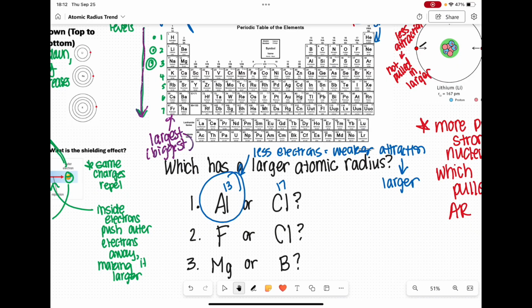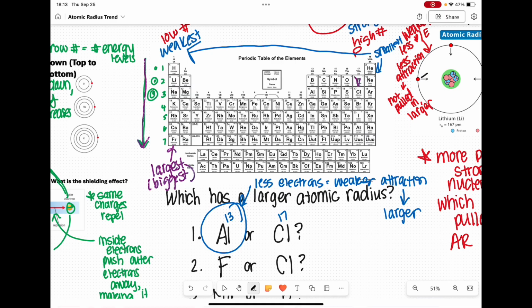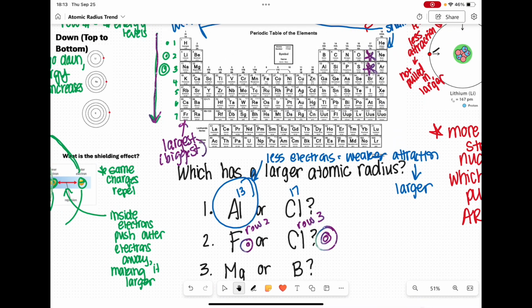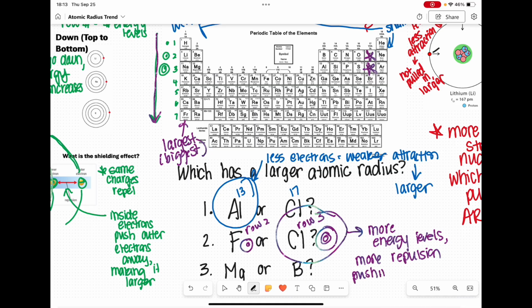So we're going to try figuring out which is larger, fluorine or chlorine. So fluorine is right here, chlorine is right there. So fluorine is in row 2, chlorine is in row 3, which means fluorine has 2 energy levels, chlorine has 3 around the center. So just based off of that alone, we know that chlorine's going to be larger because it has more energy levels, which means more repulsion, pushing electrons out.